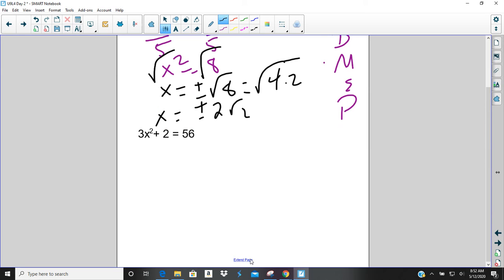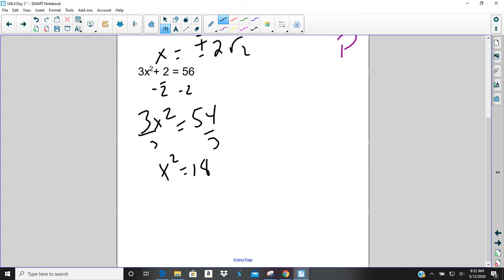Okay, so let's do this one together. So we're going to subtract 2 to both sides. We're left with 3x squared equals 54. We're then going to divide by 3. We're left with x squared equals 18. We then take the square root of both sides, remembering that we're going to have plus or minus. We're going to have x equals plus or minus the square root of 18.